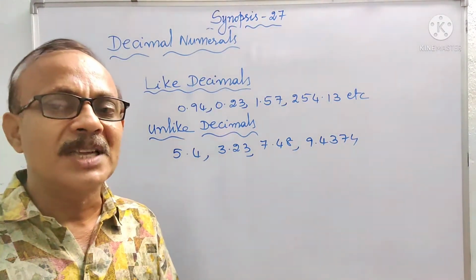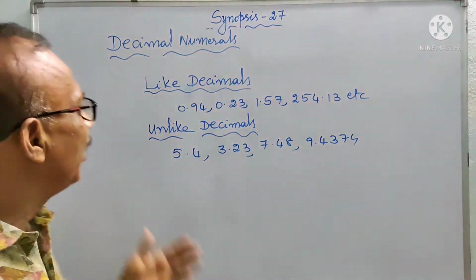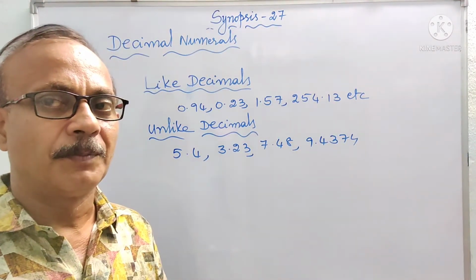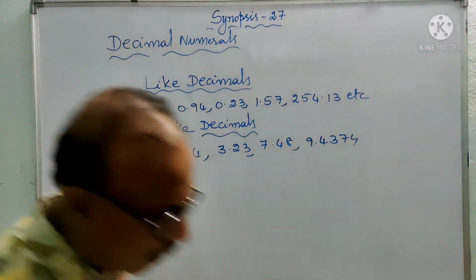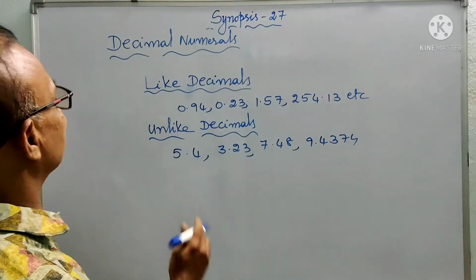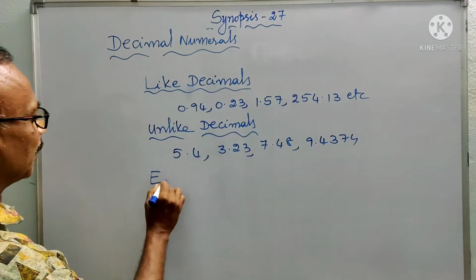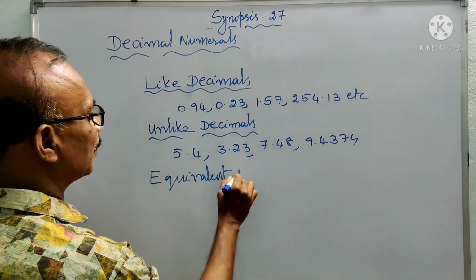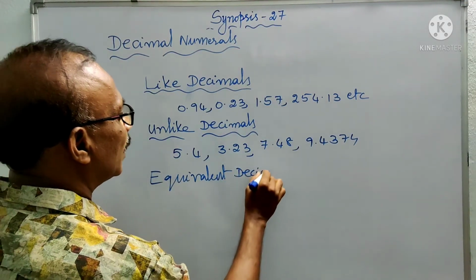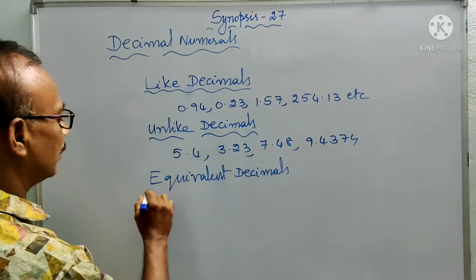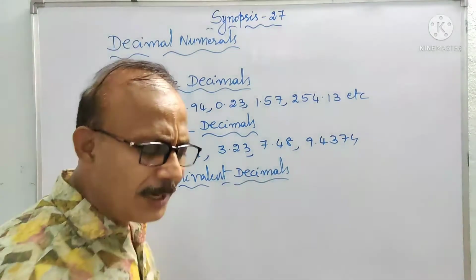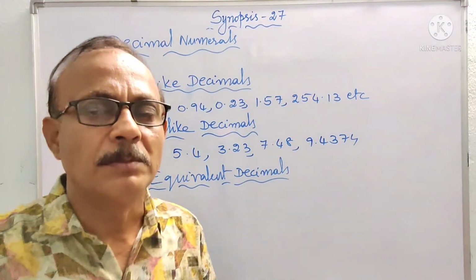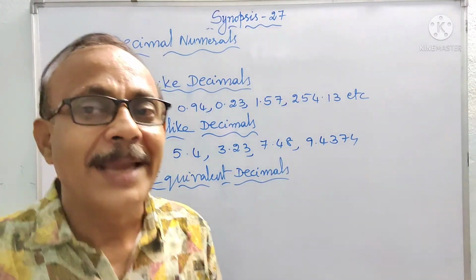I already told once about pure decimals, where there is no whole part. Those are called pure decimals. Now let us see what about equivalent decimals. Another type is there, equivalent decimals. So what are these equivalent decimals? Equivalent decimals means decimals whose value is the same are called equivalent decimals.